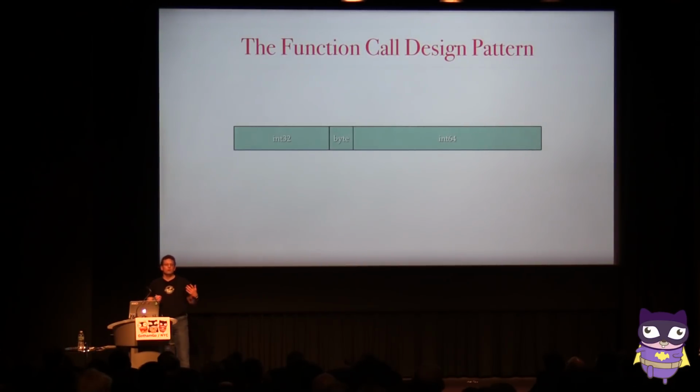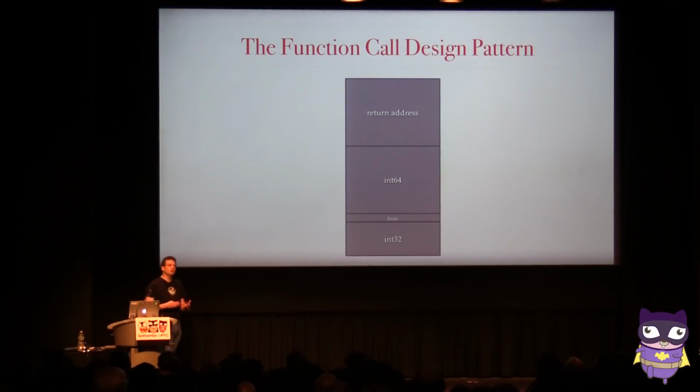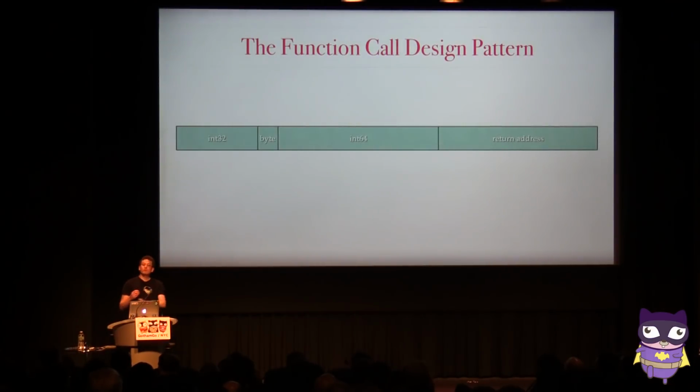You have 4 bytes for a 32-bit int, a byte for a byte, and 8 bytes for a 64-bit int. So how do you pass your data to a function? Well, the way you call a function is you put those values that you want to pass onto the stack, which is a region of shared memory. And you put the return address on the stack. And the return address is the memory location of the next instruction to run when the function returns. And you then jump to that address in memory where the function is located, and the function pulls the values off of the stack and does some work with those values.